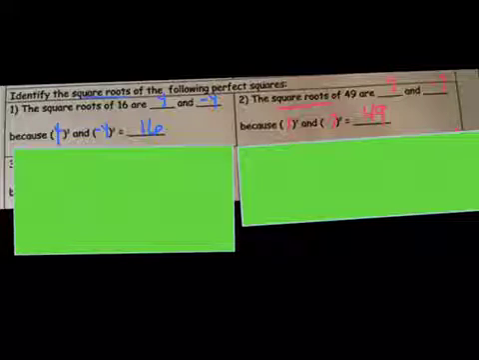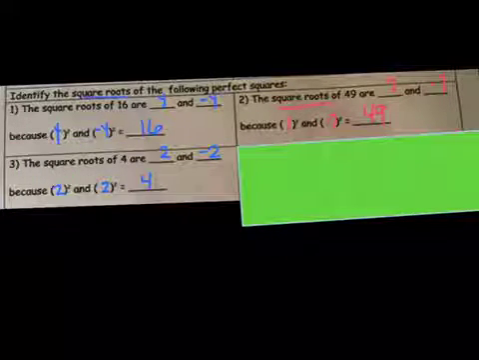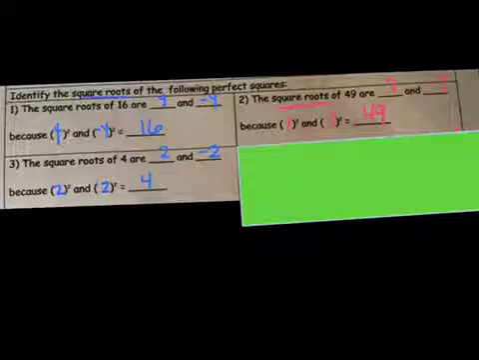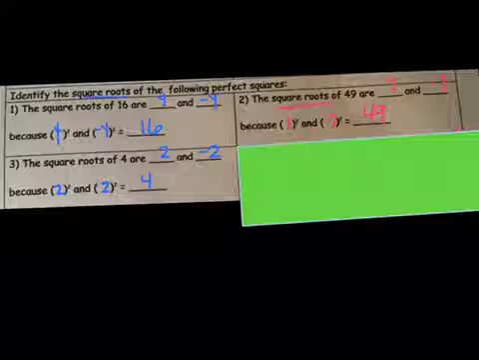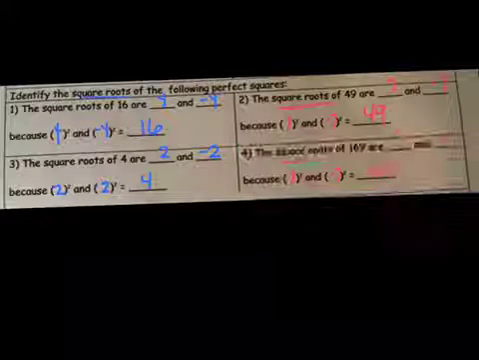Okay, so let's see how you did. For number 3, the square roots of 4 are 2 and negative 2, because 2 squared and negative 2 squared both equal 4. If you got that one right, great job. If not, it's okay, we're still practicing.